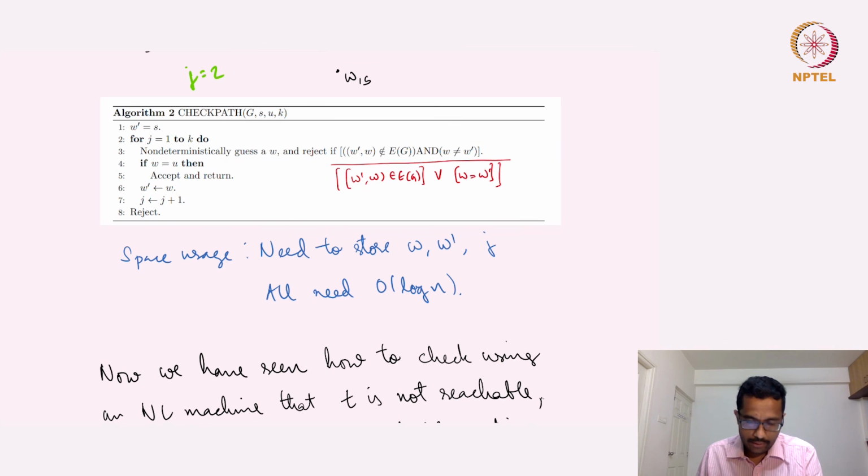Otherwise, we reject when the count of the steps crosses k. So what are the things that we need to keep track of here? W prime and W, which are variables, and J, which is the count. The count will be at most the number of vertices n, and W and W prime are labels, each at most n if you use numbers to name the vertices. Even if you use something else, it will be similar. Each of them can be written in a log n space register or memory location, so each requires log n space. In total we need O(log n) space, since there is a constant number of items that require log n space. Again, we use non-determinism but stay in log n space.